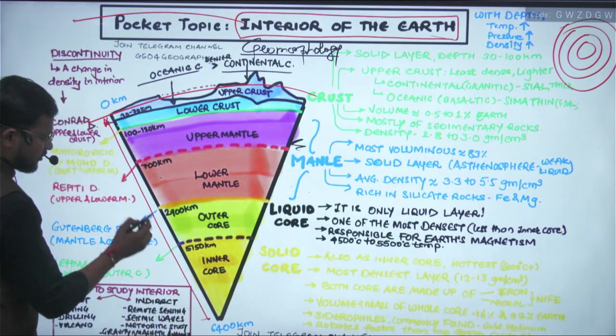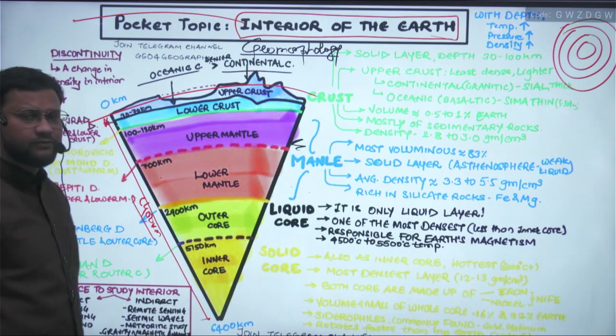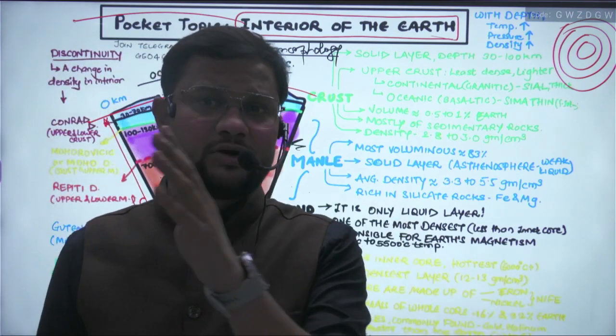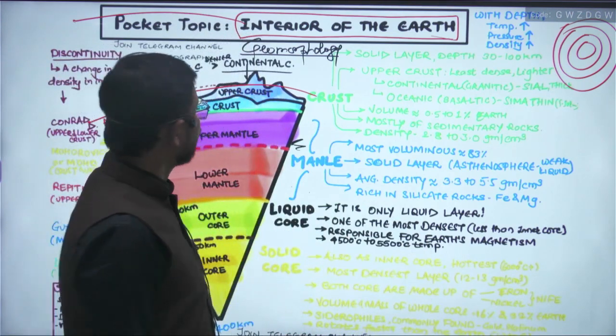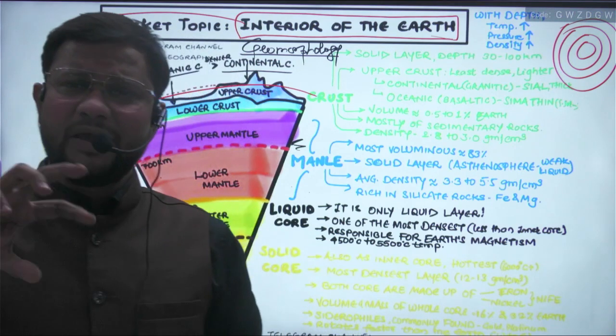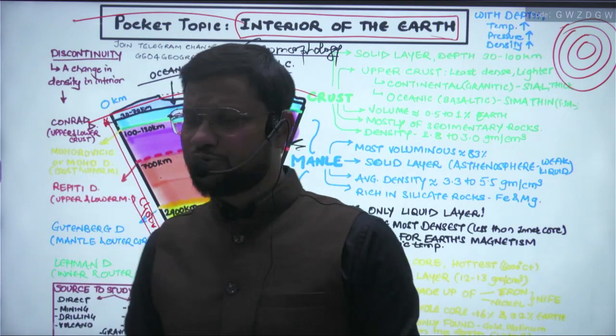So now first, look, the interior of the earth, as you know it very well, the radius is almost 6,400 kilometers, and if you consider the average diameter it is almost 12,500 kilometers, right?